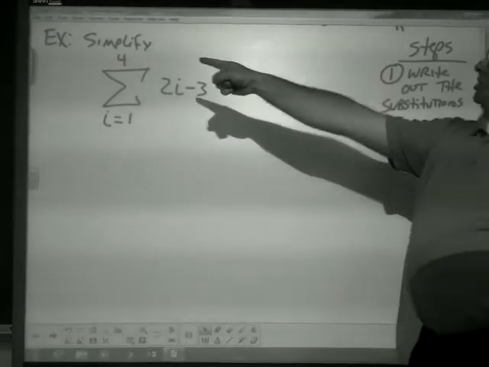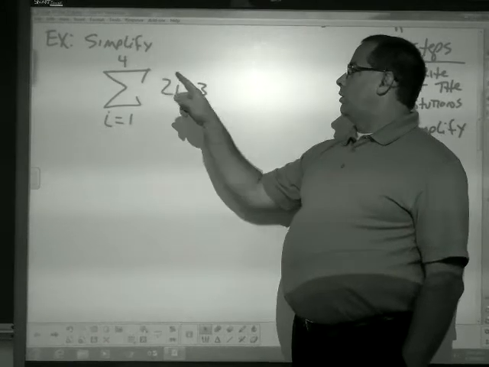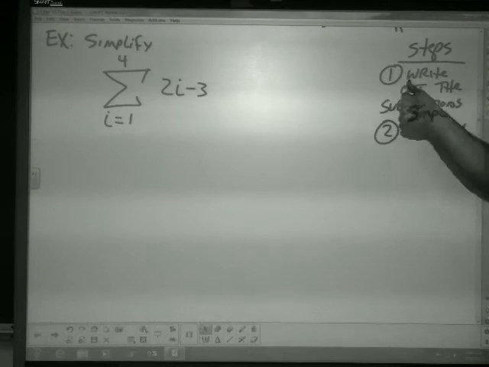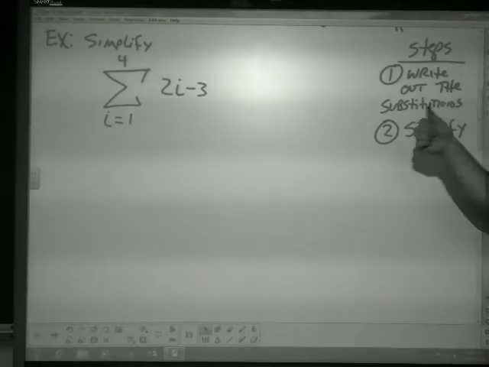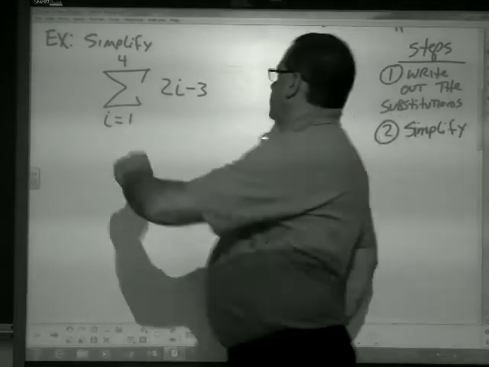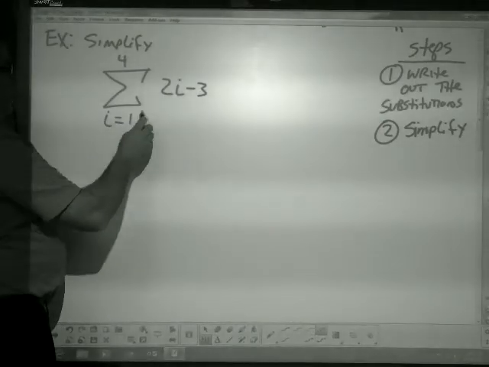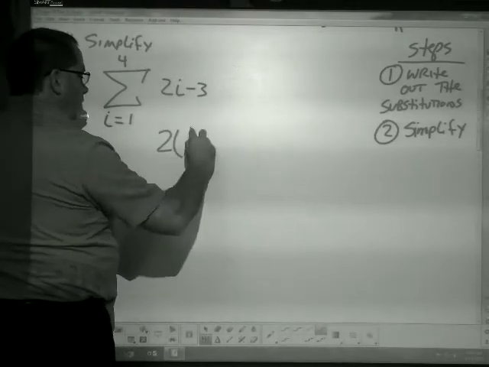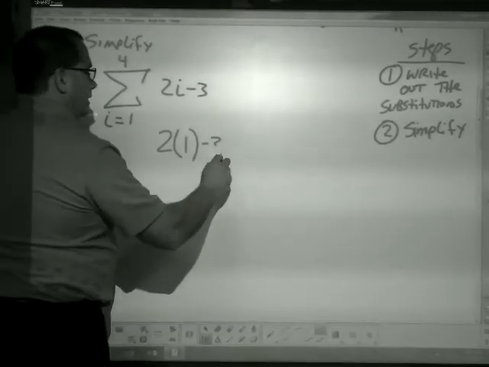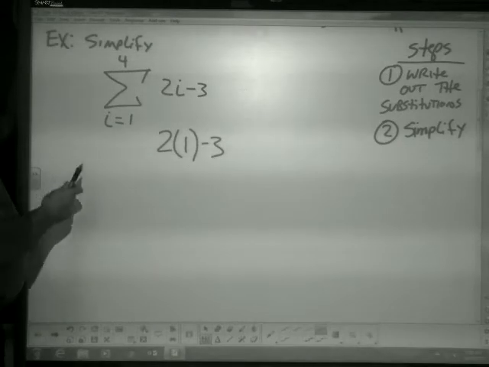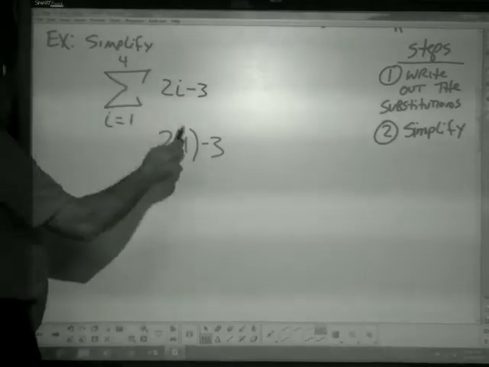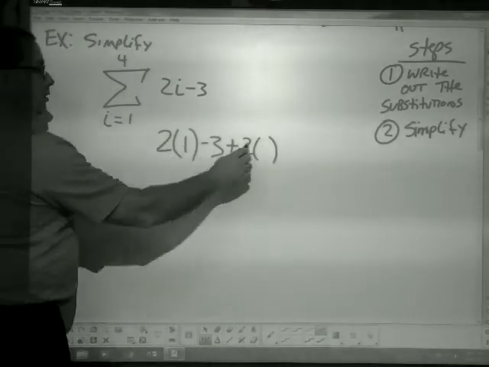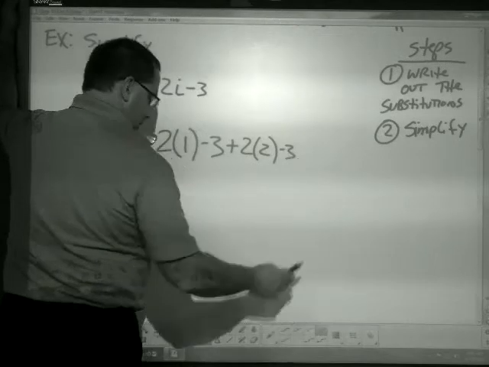So, for example, simplify the sum from i goes from 1 to 4 of 2i minus 3. First step, write out the substitutions, and then you're going to simplify. So what I'm going to do is write this out, but instead of i, I'm going to put the number 1 there. So this goes 2 times 1 minus 3. Now, I'm not at 4 yet, so I have to do plus 2 times 2 minus 3.